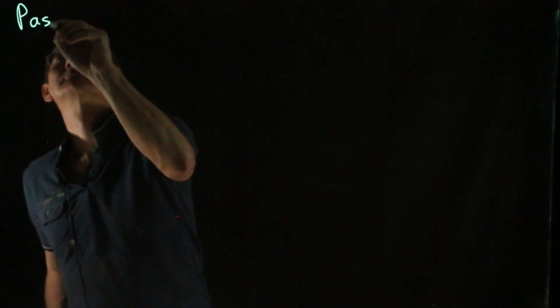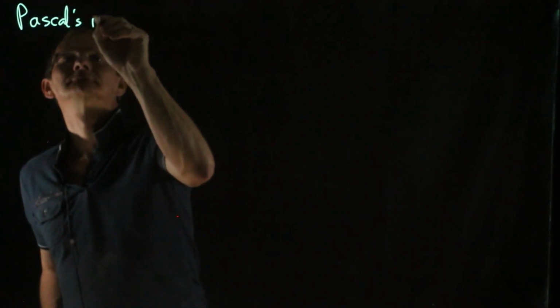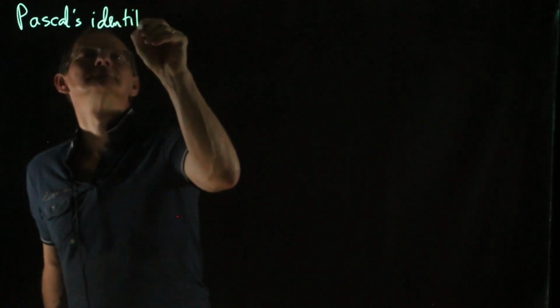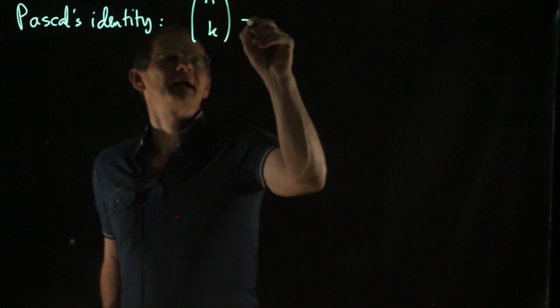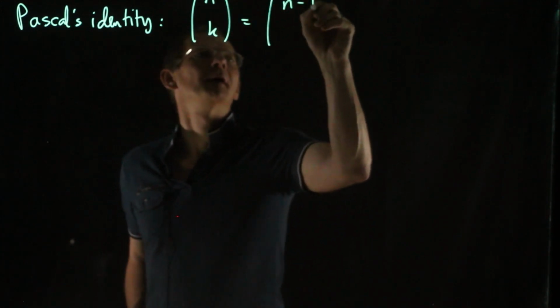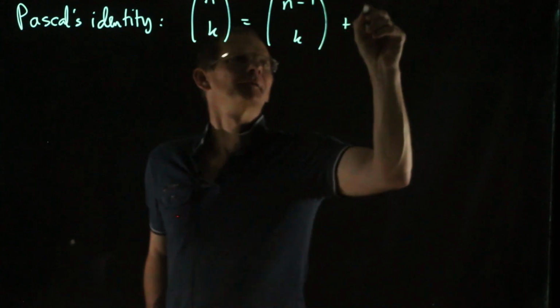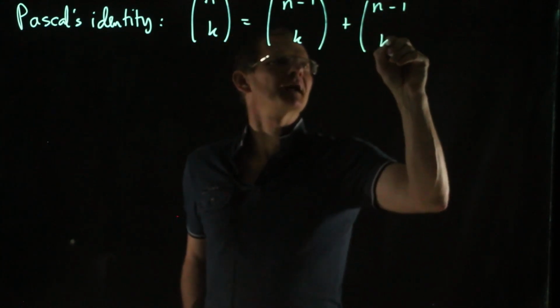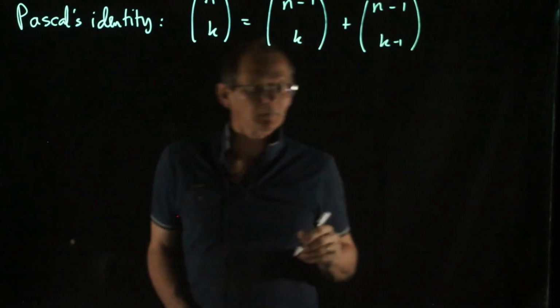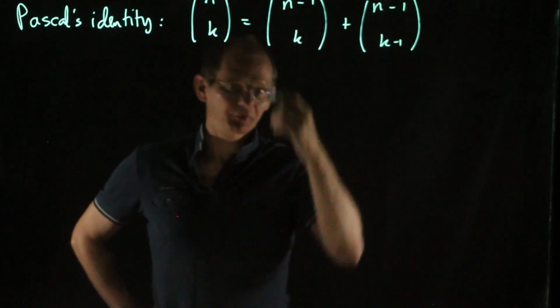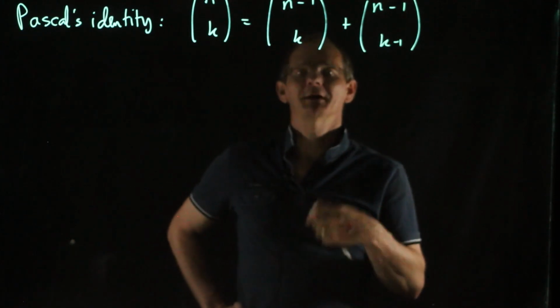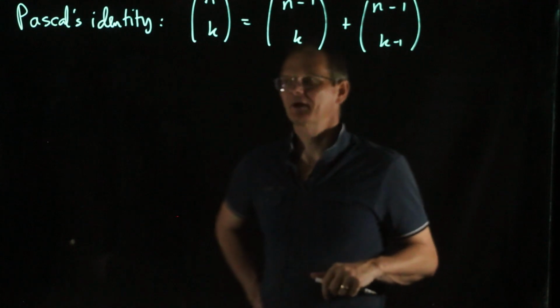So let's recall Pascal's identity. That says that the binomial coefficient n choose k is the same as n minus 1 choose k plus n minus 1 choose k minus 1. In a separate video we proved this using a bijective argument by considering the sizes of various sets.